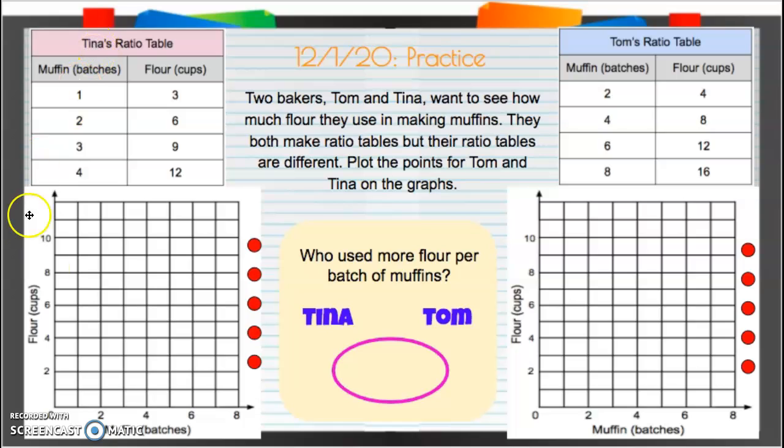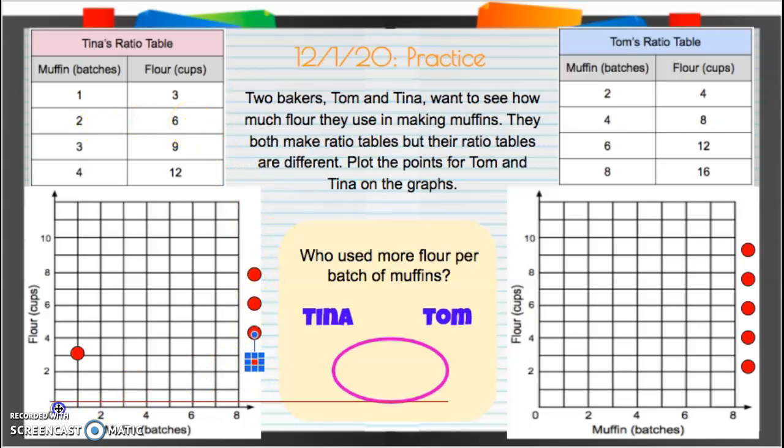So let's look at Tina over here on the left side. The first one is over 1 up 3. So batches of muffins is on our x-axis. Cups of flour is on our y. So we're going to do the muffins first. So one muffin is 3 cups of flour. Now, two batches of muffins uses 6 cups of flour.